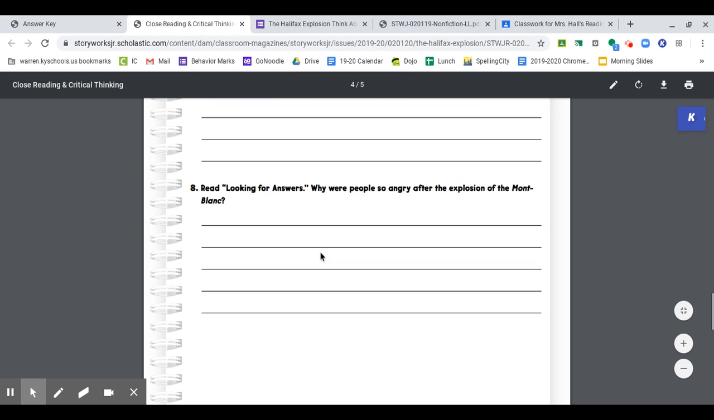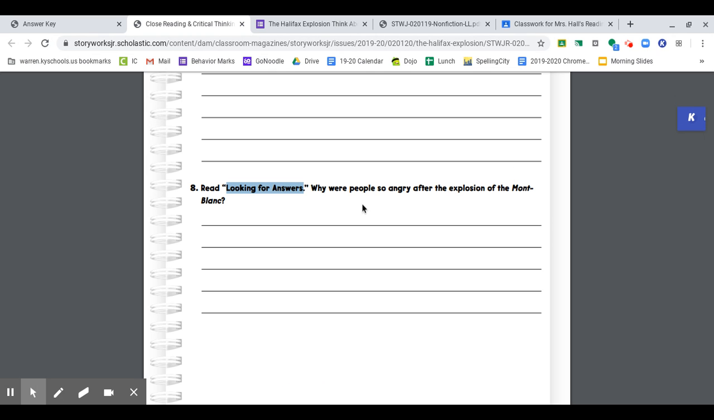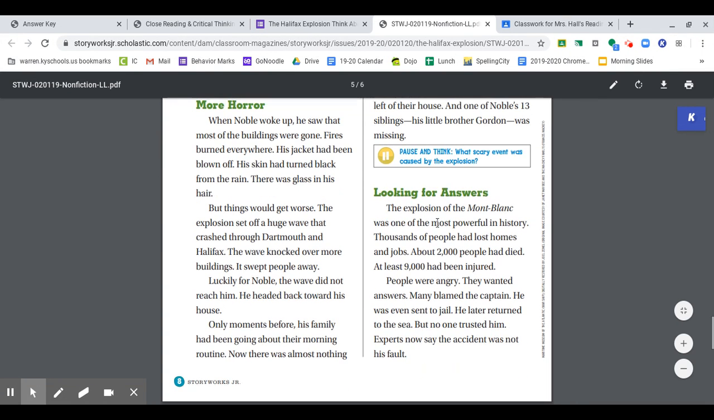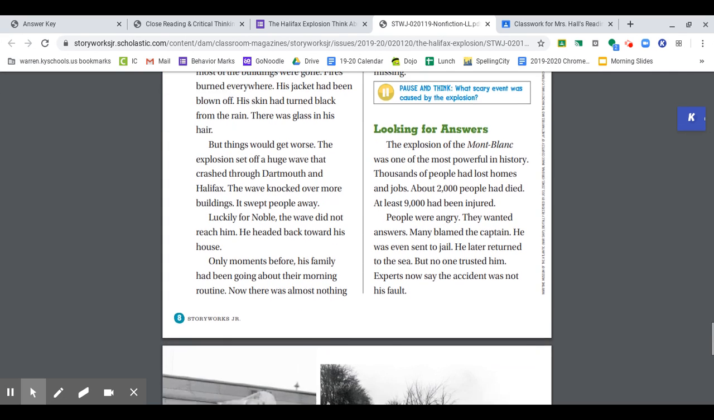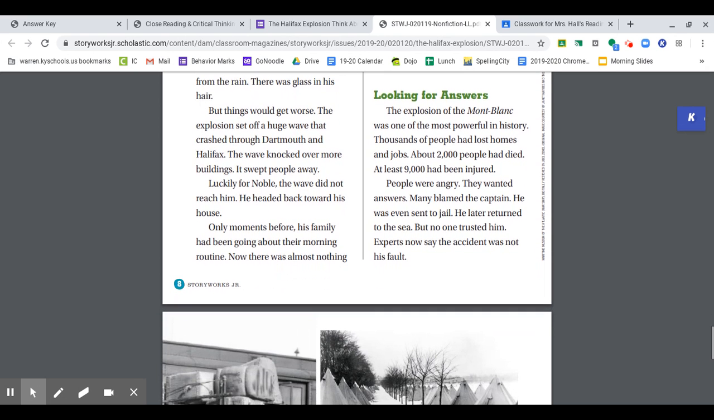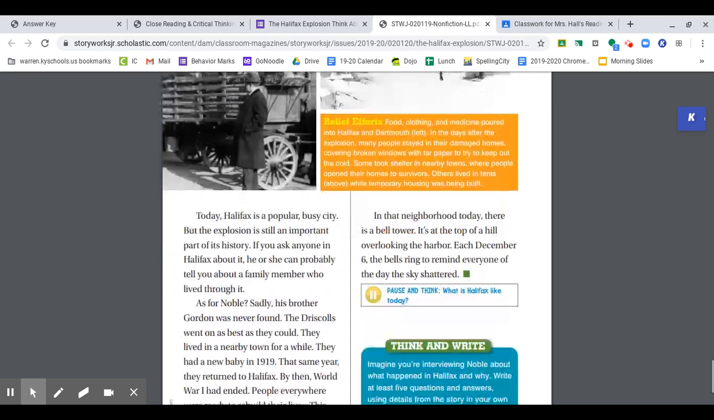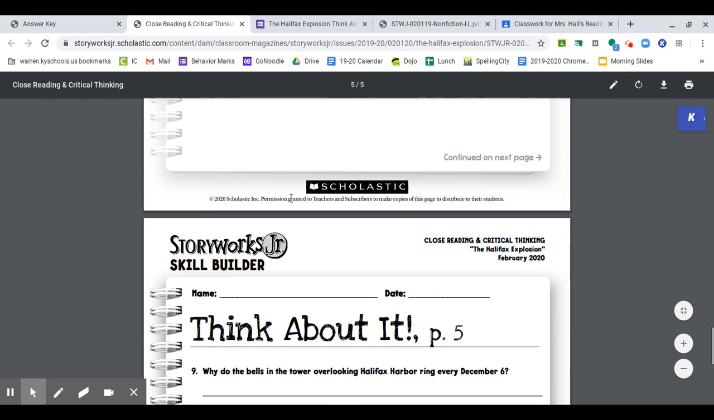And number 8 says, read Looking for Answers. Why were so many people so angry after the explosion of Mont Blanc? If you go back to Looking for Answers here, it tells you that the people were angry. So even though this horrible thing happened to them, they were upset about something. So what were they upset about? And it does continue on to that last page.